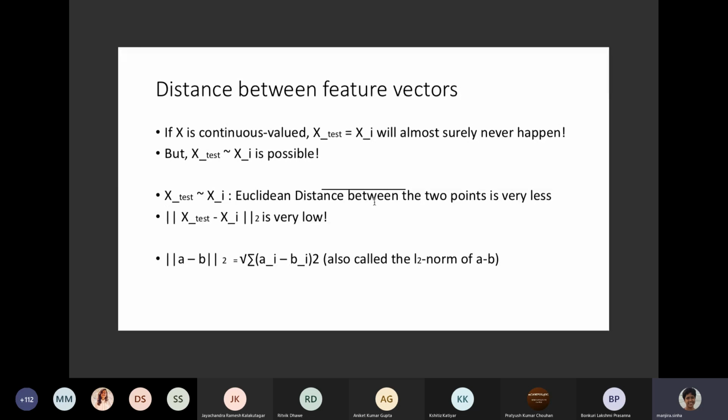So how do we calculate the Euclidean distance between two data points? In geometry we learned long back in school that if a point is represented by x1, y1, and another point is x2, y2, then the Euclidean distance between the two of them is the root of (x2 minus x1) square plus (y2 minus y1) square, right? That is the distance between two points in a two-dimensional Euclidean space.